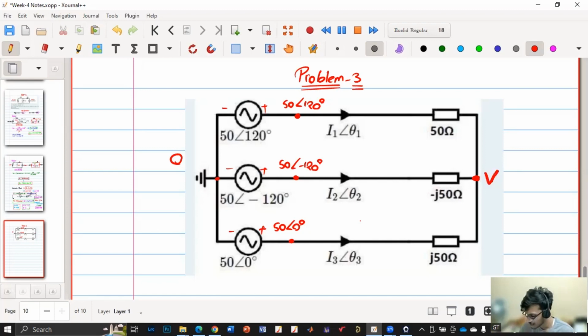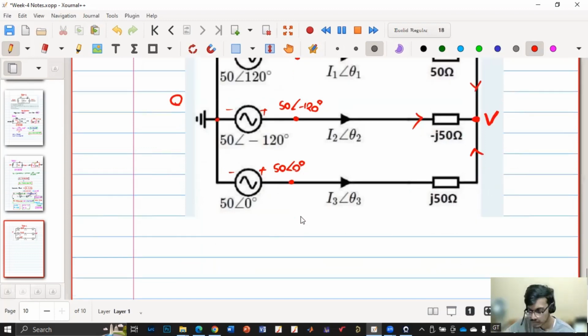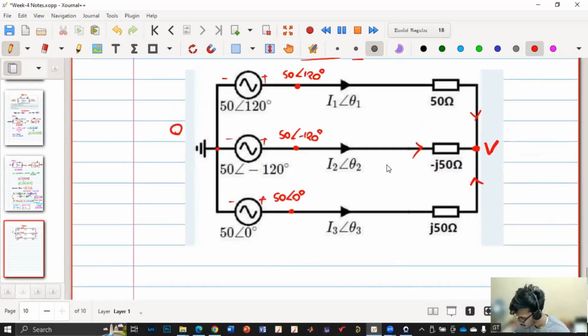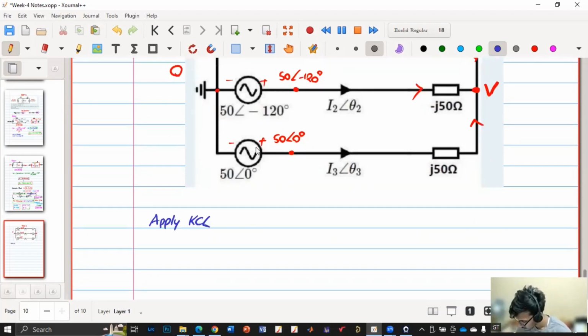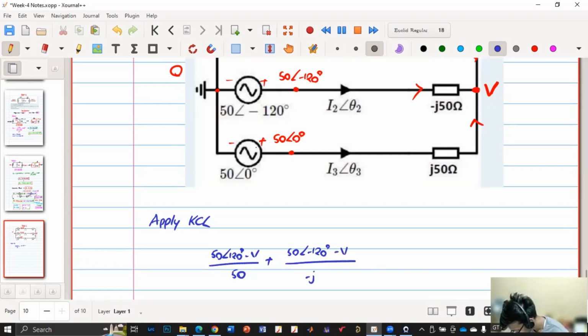So assume this node is V. Now I apply KCL here. So summation of all the currents should be 0. So first you have to solve for 50 angle 120 degrees minus V by 50 ohm, plus 50 angle minus 120 degrees minus V by minus j50, plus 50 angle 0 minus V by j50, is equal to 0.